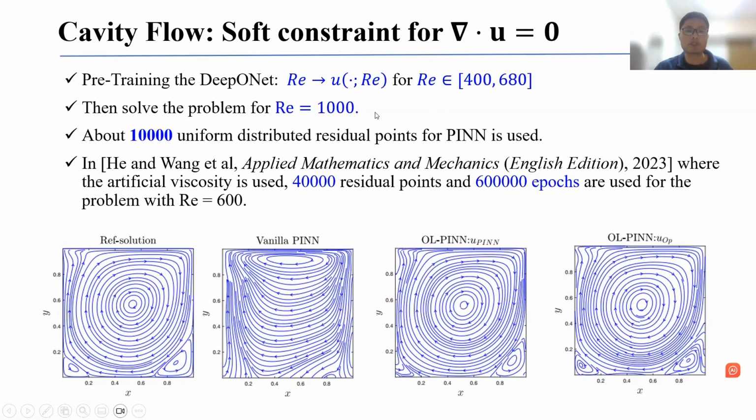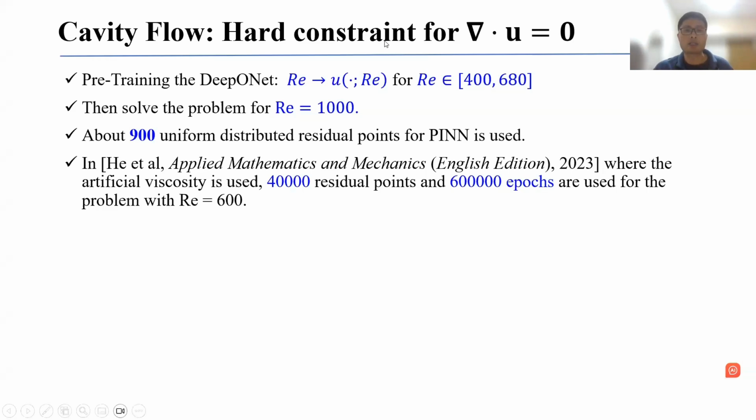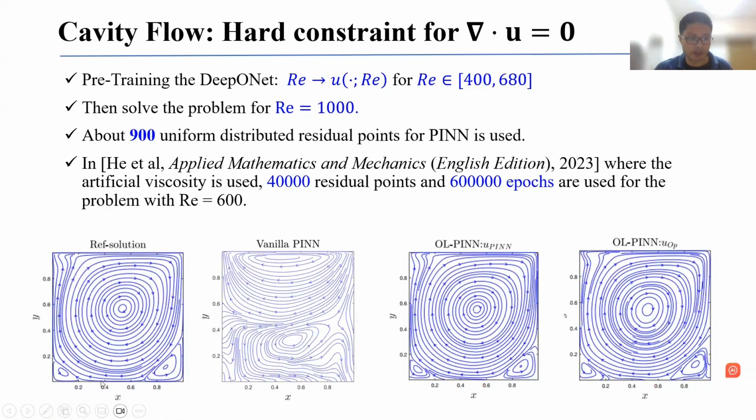Actually, this is not very promising, not very good. So if we use the hard constraint for the divergence-free condition, I solve the same problem. For the same problem, now we only use about 900 points for the PINN, 30 by 30 uniformly distributed points. So this is a very, very small number of points.